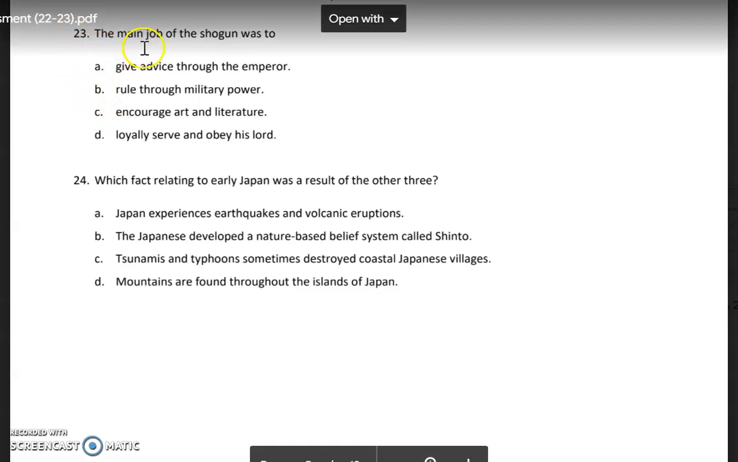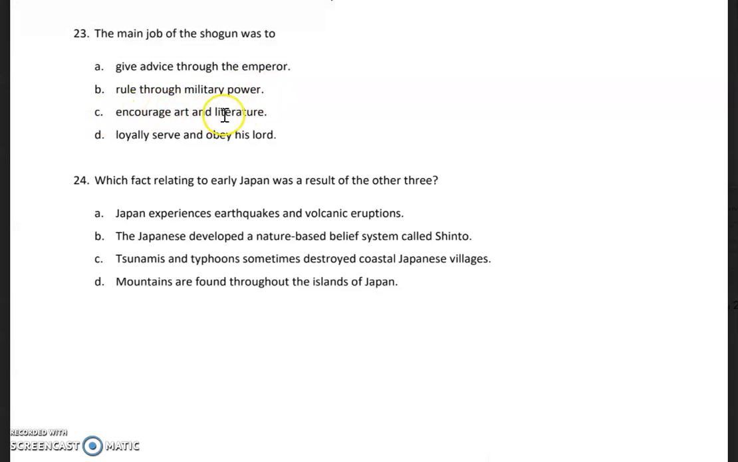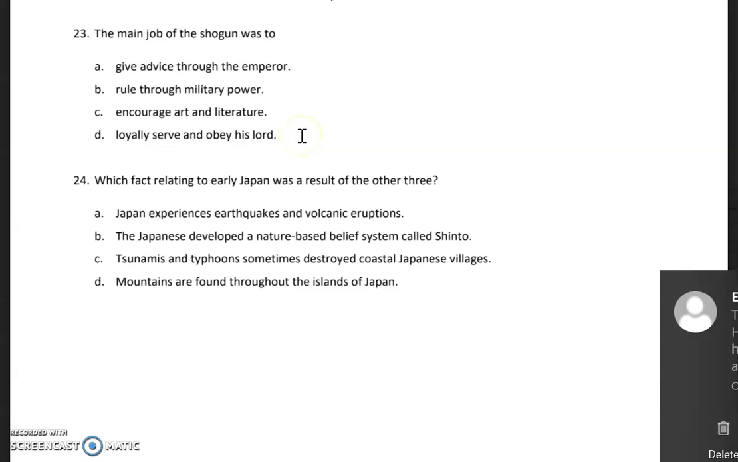23. The main job of the shogun was to: A. Give advice through the emperor. B. Rule through military power. C. Encourage art and literature. D. Loyally serve and obey his lord.